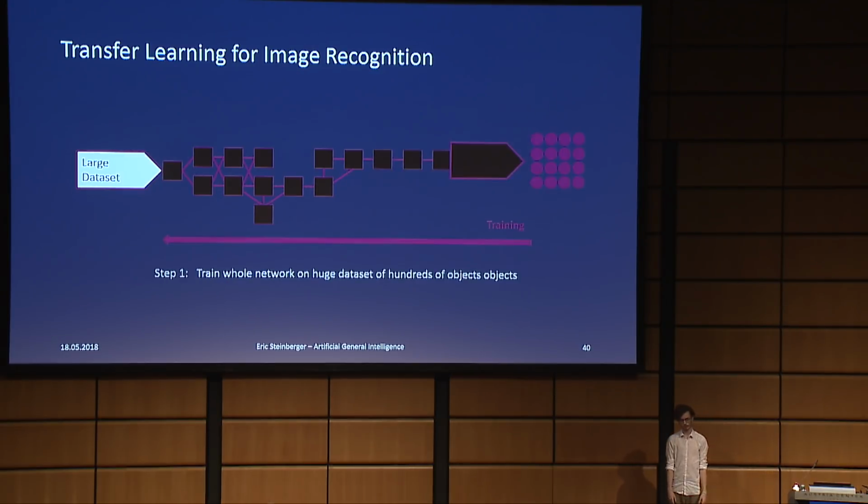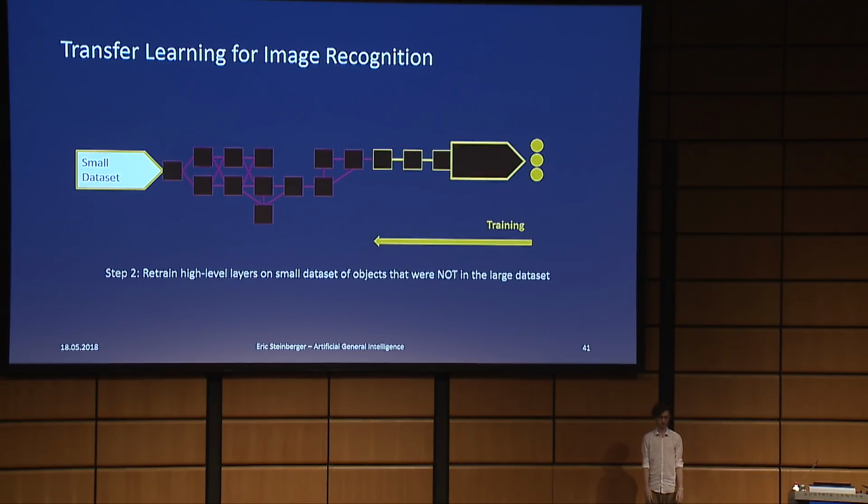What you'd want to do is, if you have another data set that you actually care about objects that are not in the main data set, you'd want this big network to somehow add that to its repository of knowledge and reuse the low-level things. And it turns out, it's actually very easy.